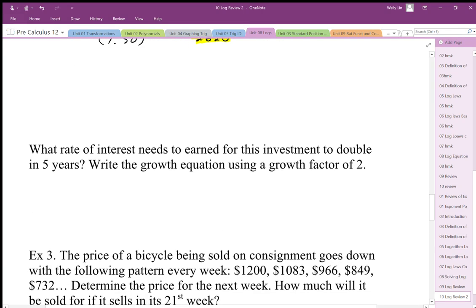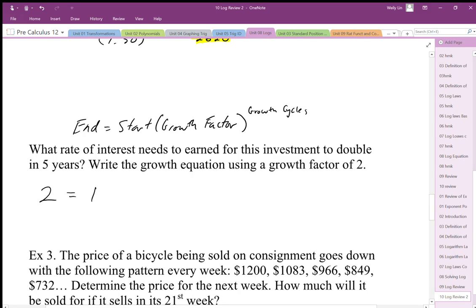So what interest rate is needed for this investment to double in 5 years? If we want to double our investment, again, we want to put it into the exponential growth equation. So end equals start times growth factor to the power of growth cycles. In 5 years we want it to double, so we're going to say the end is 2 and we start with 1.